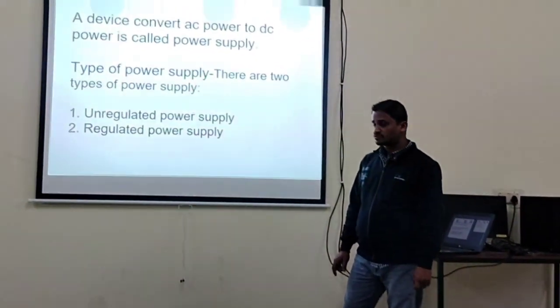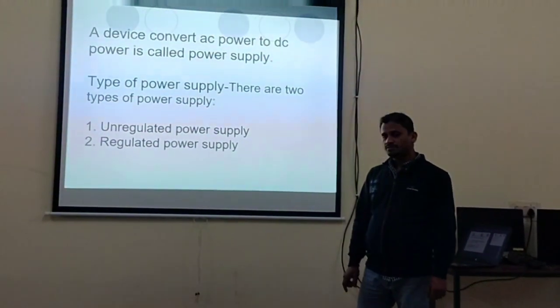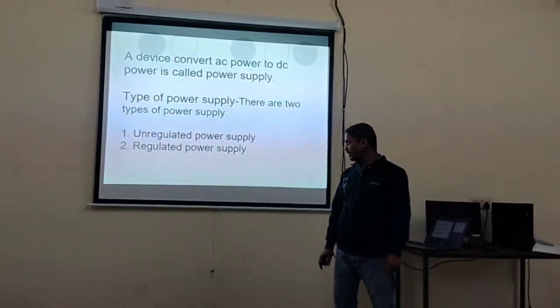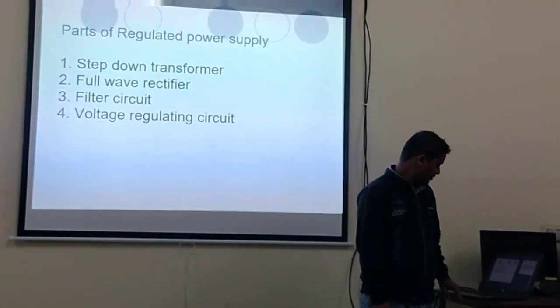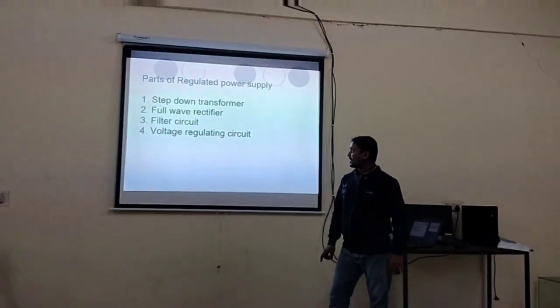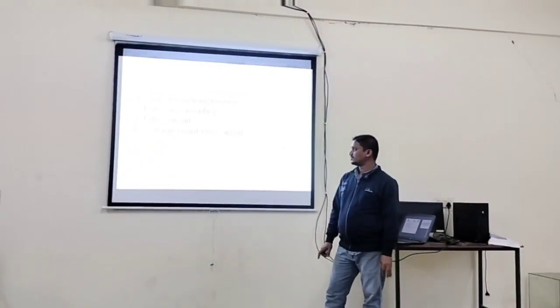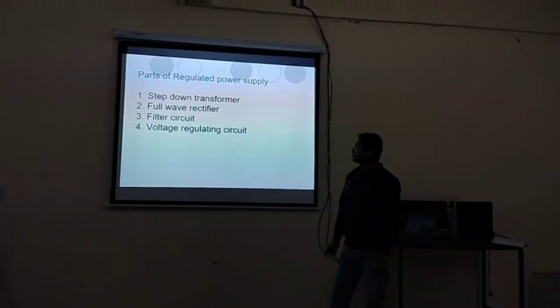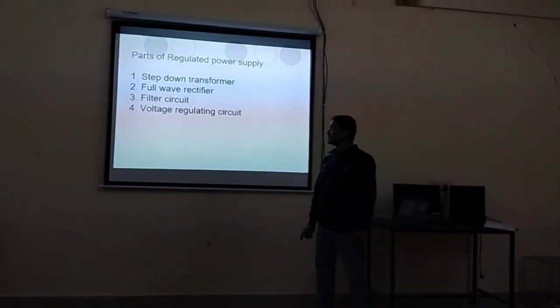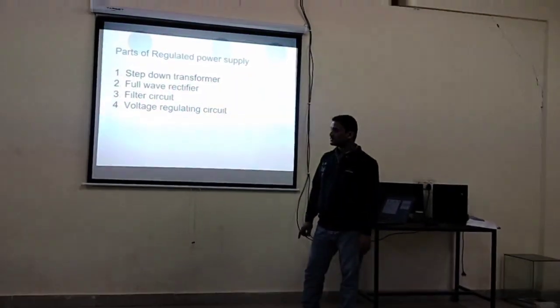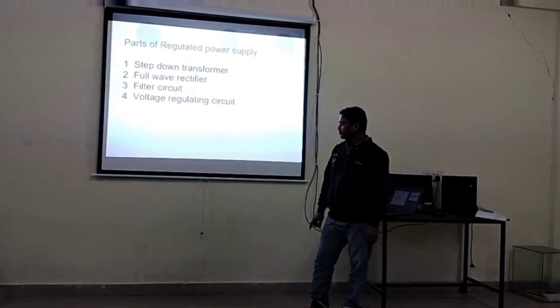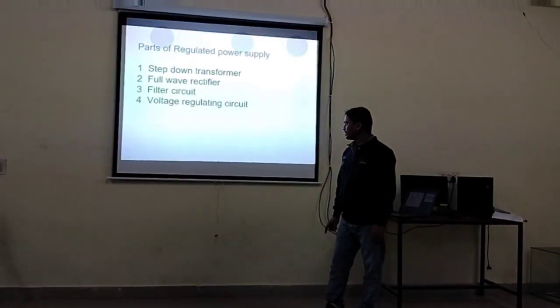There are two types of power supply. First one is unregulated power supply. Second one is regulated power supply. Next, the parts of regulated power supply. There are four parts of regulated power supply. First one is step down transformer, second is full wave rectifier, third is filter circuit, fourth is voltage regulating circuit.